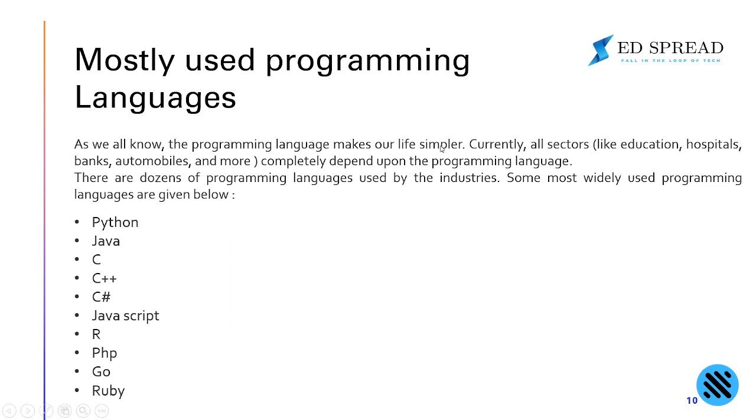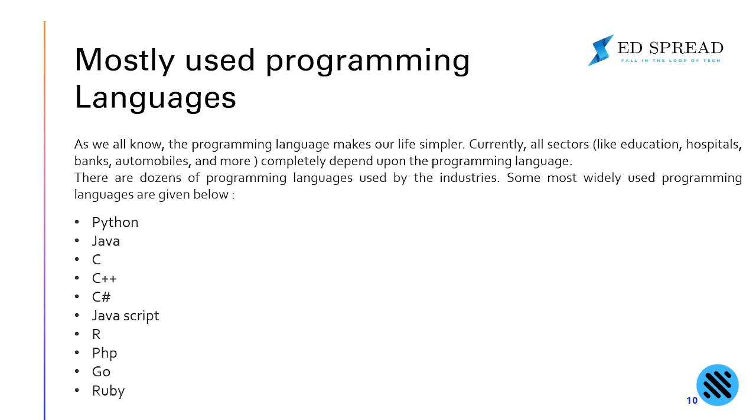Mostly used programming languages. So there are many programming languages in our world, right? Some of the popular programming languages are listed here. Currently all sectors like education, hospitals, banks, automobiles and more completely depend on programming languages, right? So wherever you go, there will be a software engineer working on a particular language, wherever the company you go. There are many languages. Different companies will use different languages, right?